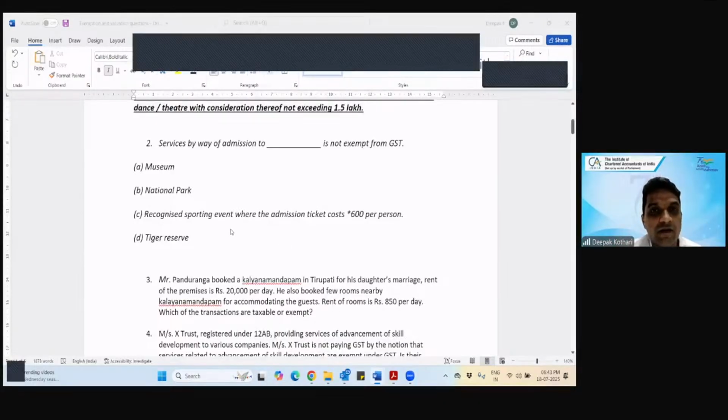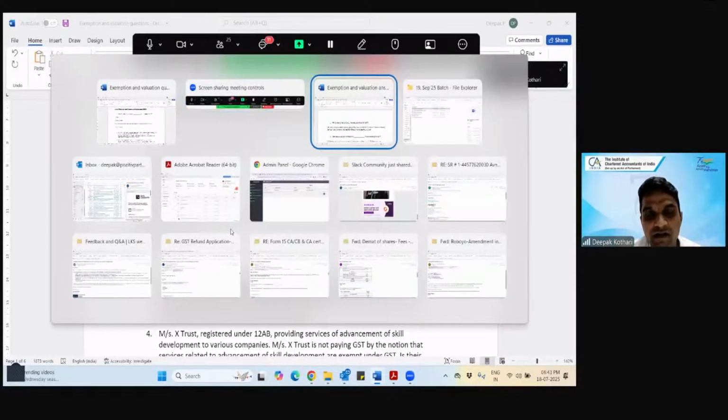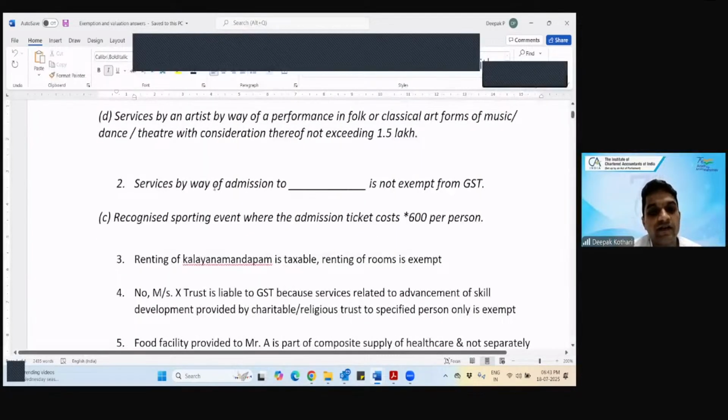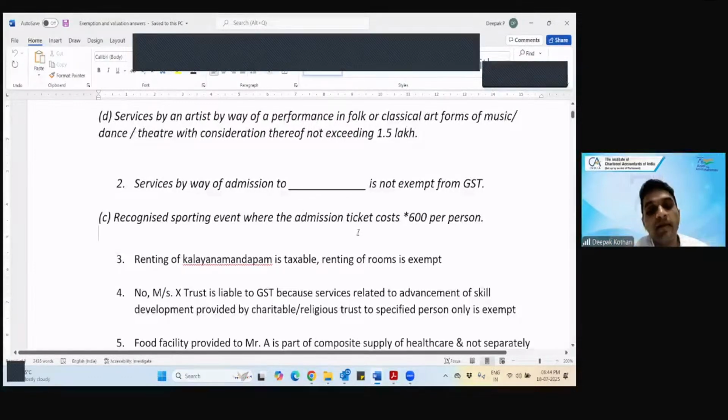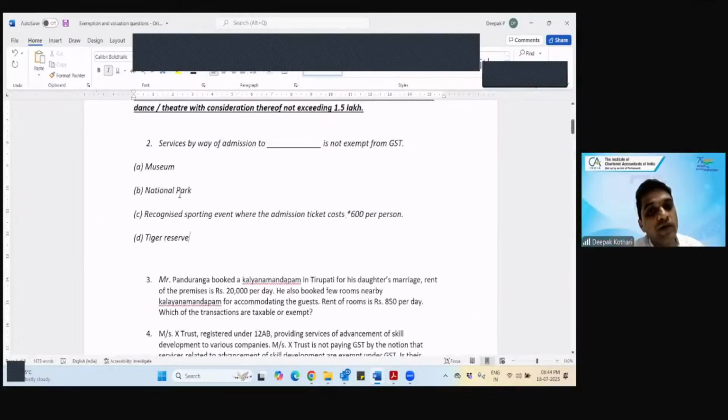Very many people are confused about the second answer. Service by way of admission to recognized sporting events where the admission tickets cost rupees 600 per person is not exempt, because for recognized sporting events the limit is 500 rupees, and if it is more than 500 rupees, then it becomes taxable. But admission to a museum, national park, and tiger reserve has no limit.